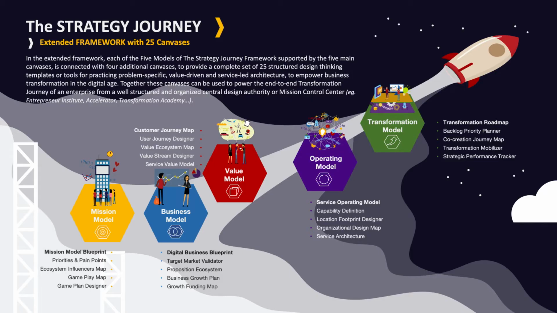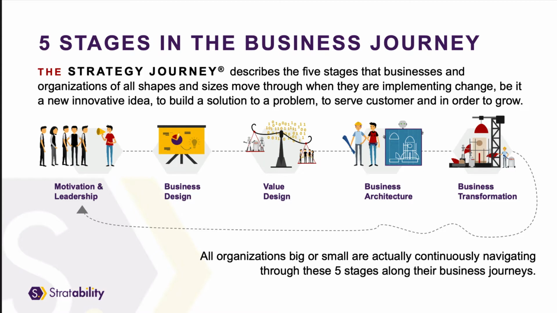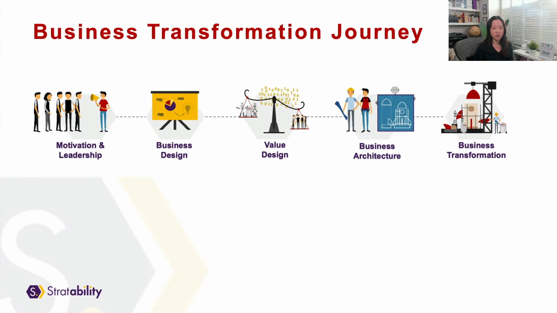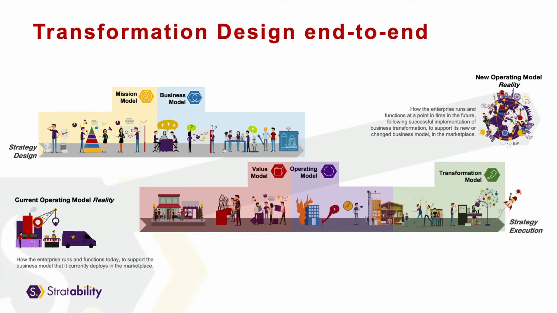you how to do that using the tools and the techniques from the Strategy Journey framework and the Strategy Journey methodology, and specifically the Transforming Operating Models with Service Design path, of which this course, Operating Model Transformation Design, is a part of. And I'm going to assume that you've completed these program introductory lessons, so you know what are the 5 stages of the strategy journey, and you know what are the 5 models that form the strategy journey framework, which comprises a set of tools and techniques to support an enterprise to navigate its transformation journey.